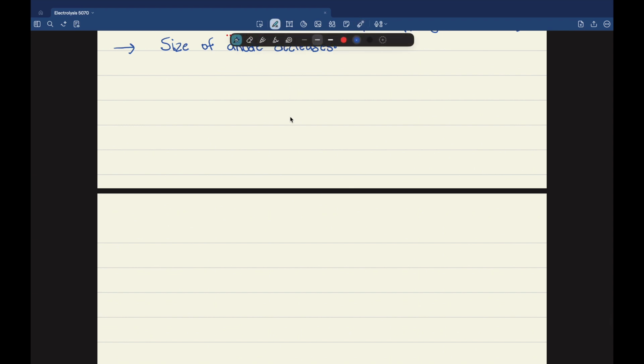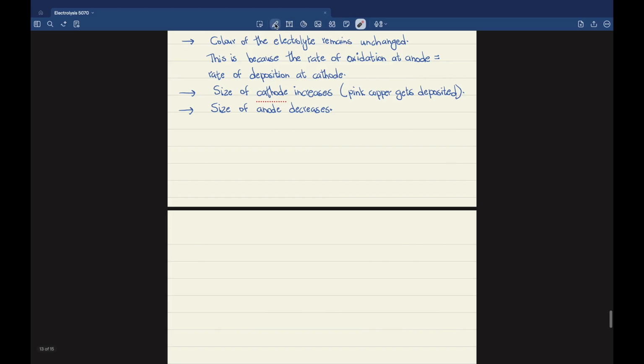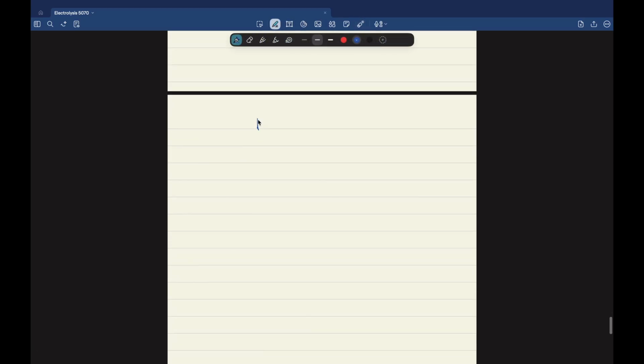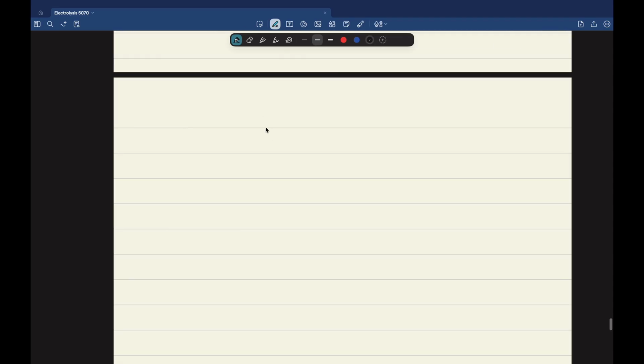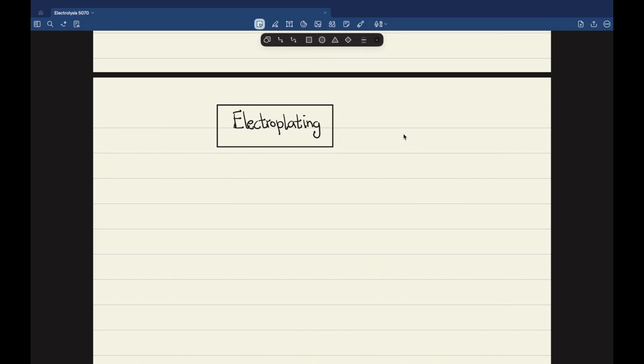Okay, let's talk about the second application of electrolysis, which is electroplating. Okay? Electroplating. Let's talk about electroplating. And electroplating is very, very similar to what we just discussed. Its logic is exactly the same. Its logic is exactly the same. Let's talk about it. So what happens in electroplating? Electroplating has the same phenomena. It has the exact same phenomena. What we do is, see, let's talk about electroplating.